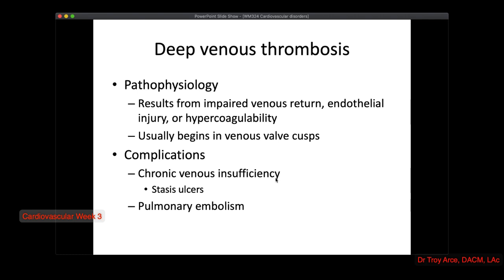Pathophysiology: DVT results from impaired venous return, endothelial injury, or hypercoagulability. It usually begins in venous valve cusps, and the complications include chronic venous insufficiency, stasis ulcers, and pulmonary embolism.